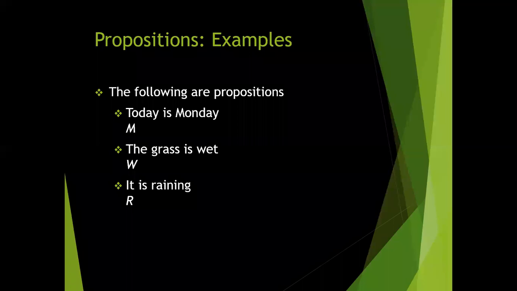Same as, the grass is wet and it is raining. If it is raining or if it is not, either this statement is true or this statement is false. But this statement is not going between true and false in some way. That's why it is known as a proposition.